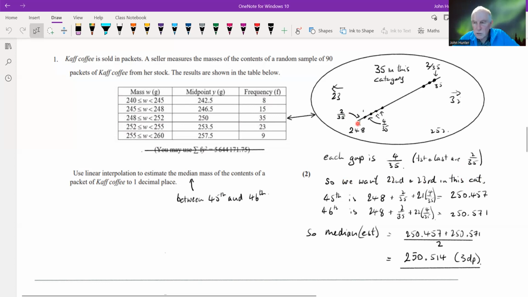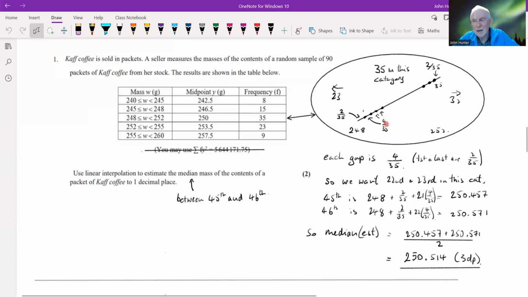So have a look. If we imagine drawing this, this is the middle section here. We've got 35 in this group. We're assuming they're all spread out evenly, and so the distance between the 252 and the 248, which is 4 wide here, each of these gaps would be 4 35ths.